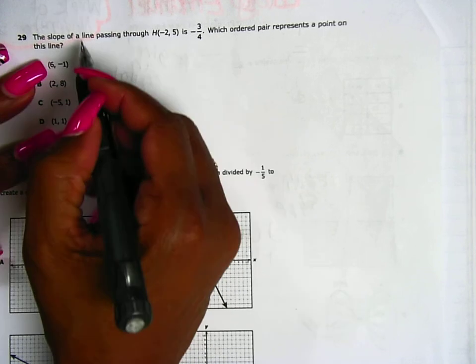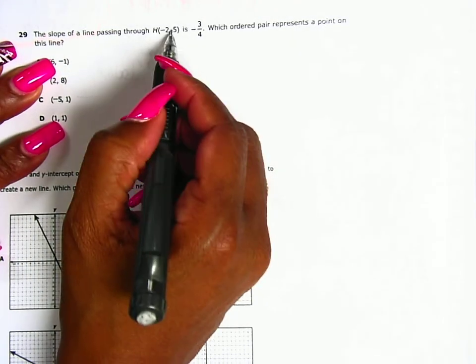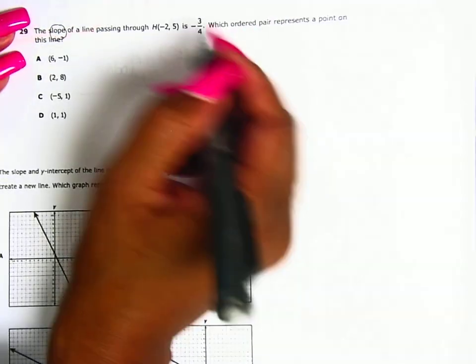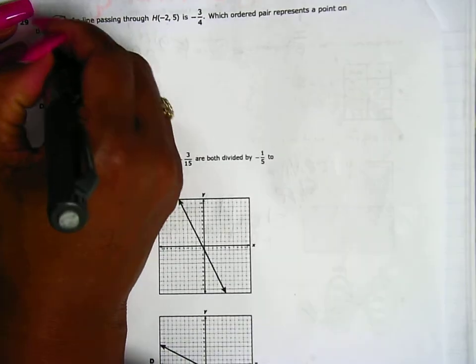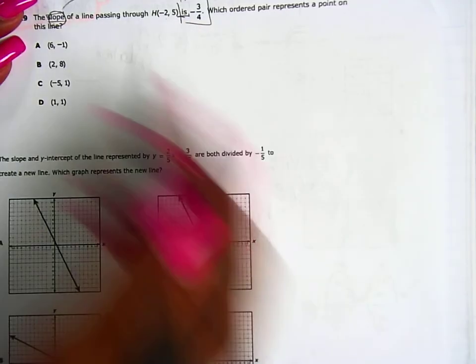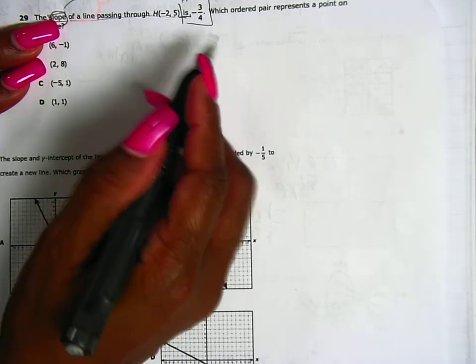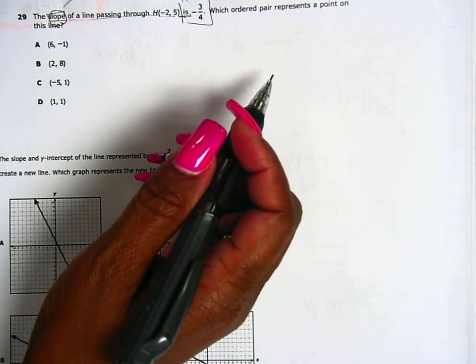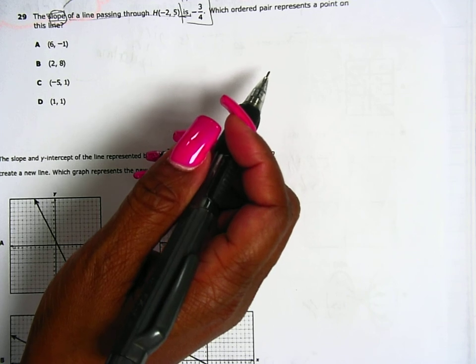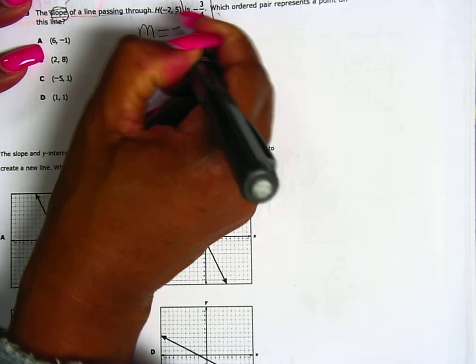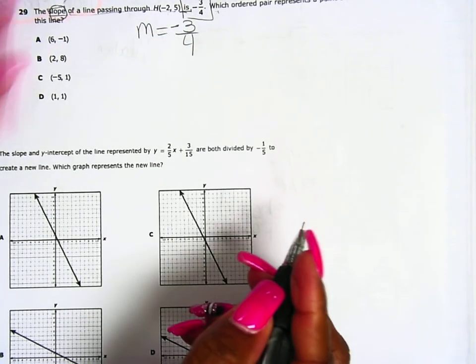Read the next one. The slope of a line passing through. Oh, they gave me the slope of the line passing through. Hold up. They said the slope is. I'm going to use my English skills. The slope is this, because that's a prepositional phrase. That's when you need to let your English skills kick in, guys. It'll help you to understand what is being asked and what is being given to you. So the slope is this. So really, I have m equals negative 3/4. That's what they gave me.